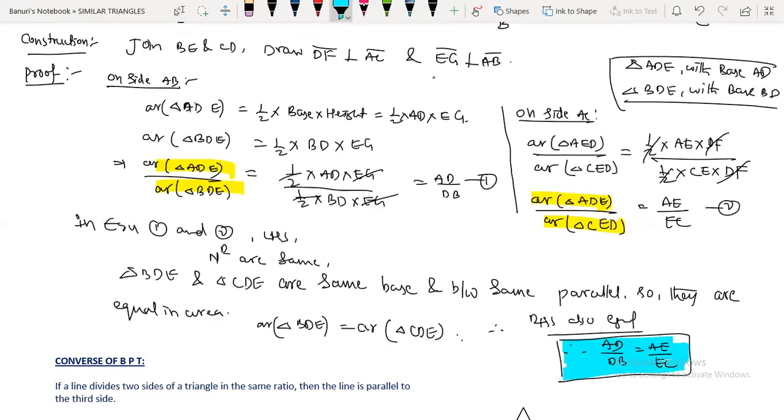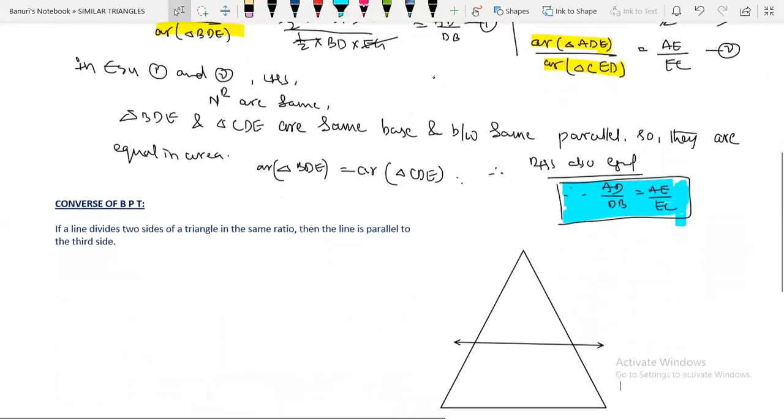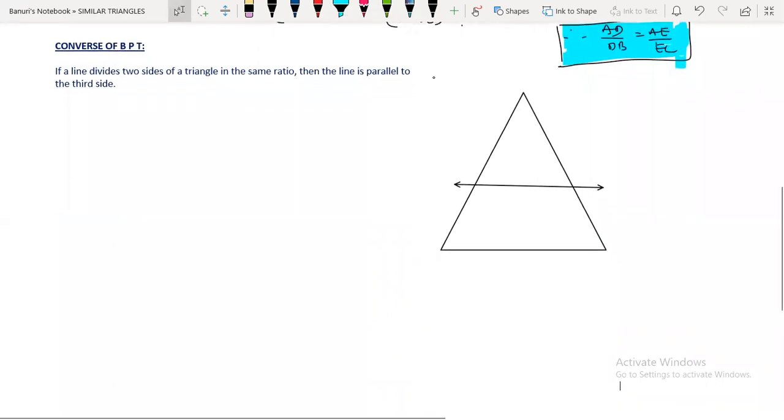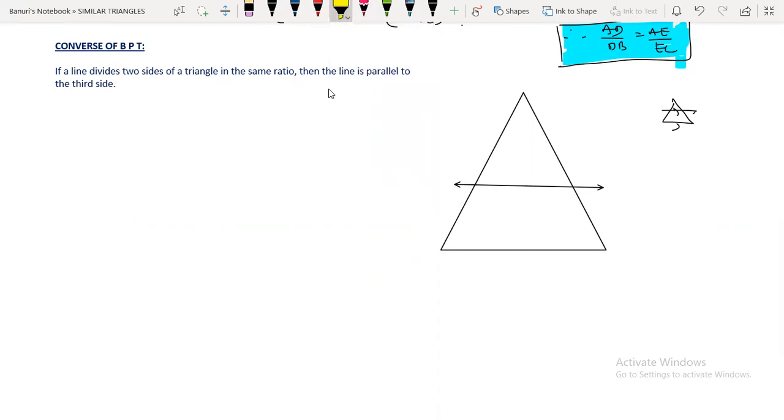So let's see the converse of B.P.T. The converse of B.P.T. is just the quite opposite statement of the B.P.T. theorem. In the B.P.T. theorem what we discussed is, if a line drawn parallel to one side divides the other two sides in the same ratio. But here, if a line divides two sides of a triangle in the same ratio, then the line is parallel to the third side, the reverse.